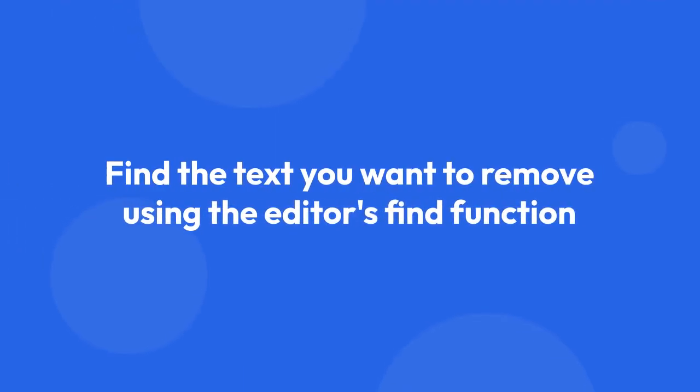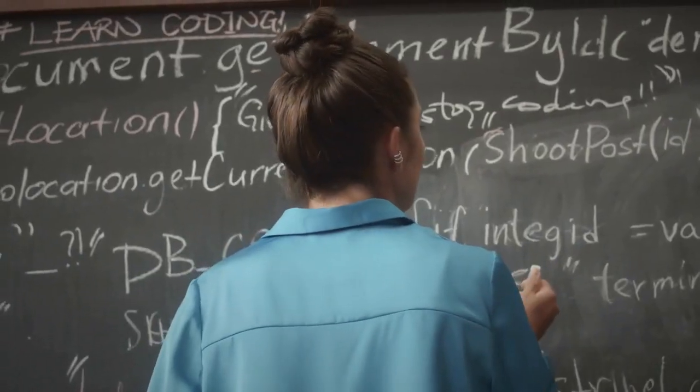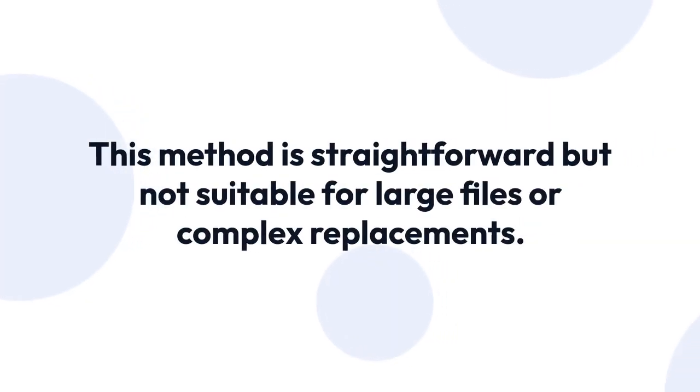Find the text you want to remove using the editor's find function, usually Ctrl+F or Cmd+F. Select the text and press the delete key. Save the file. This method is straightforward but not suitable for large files or complex replacements.